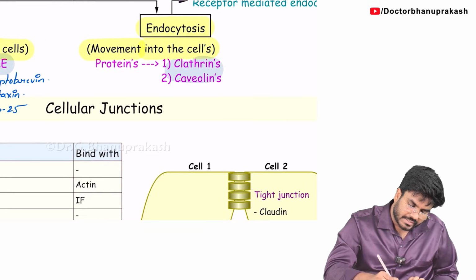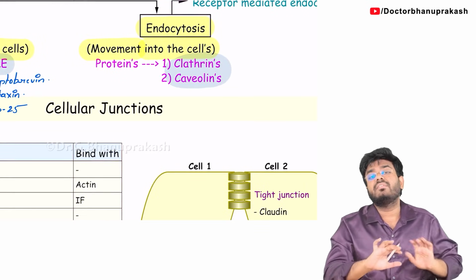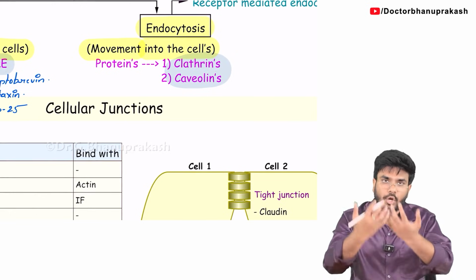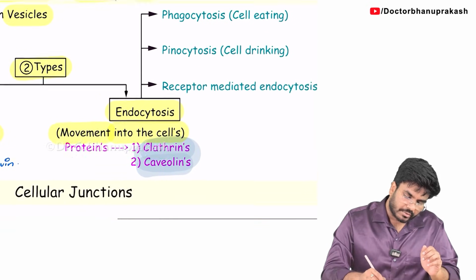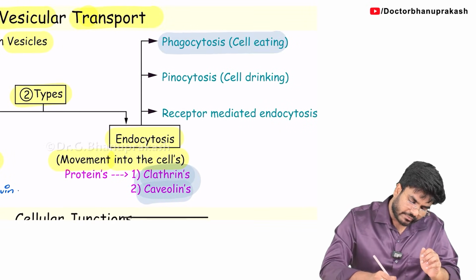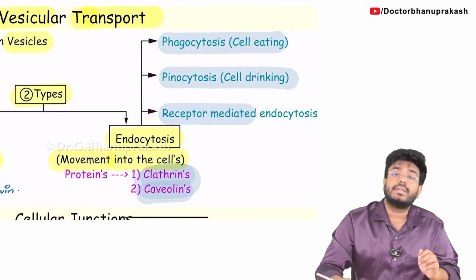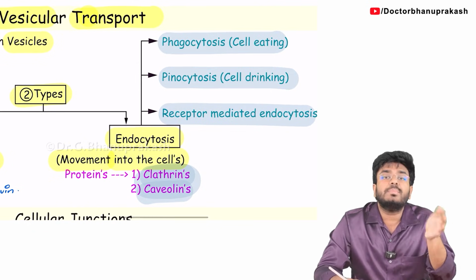This was also recently tested. Clathrins and caveolins help in the formation of a vesicle in order to move the vesicle into the cell. Okay, clathrins, caveolins. And how many types of endocytosis are there? There are different types of endocytosis like phagocytosis, pinocytosis, and receptor-mediated endocytosis. These are the different types of endocytosis.